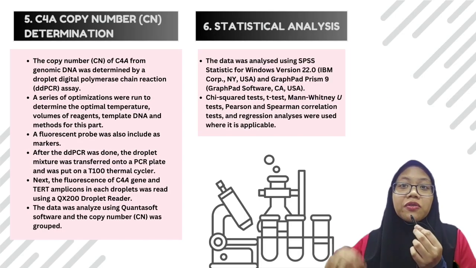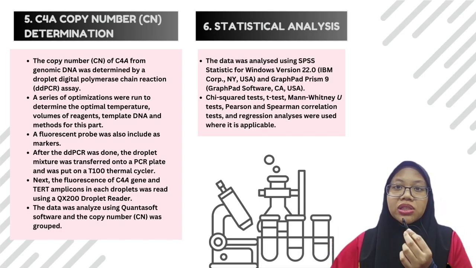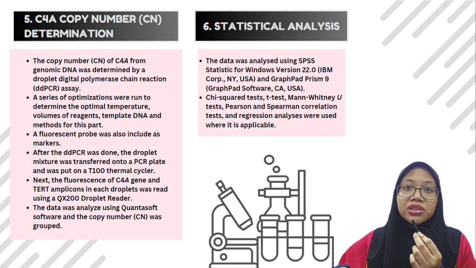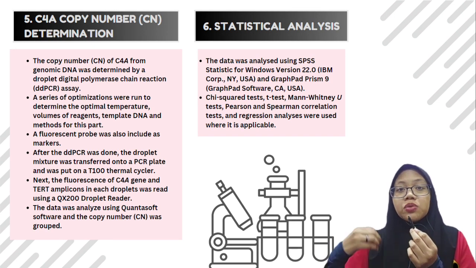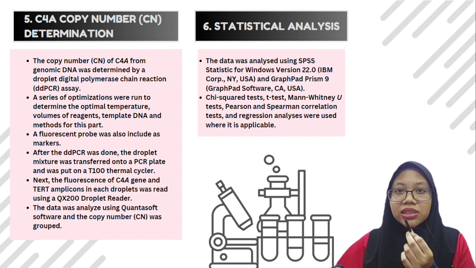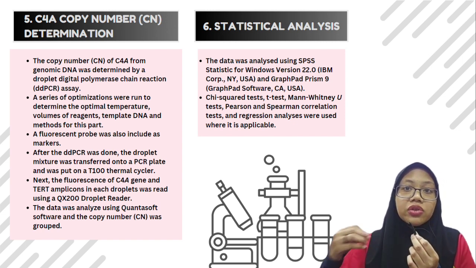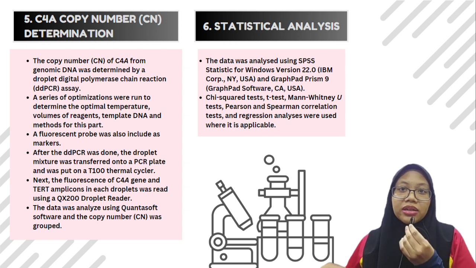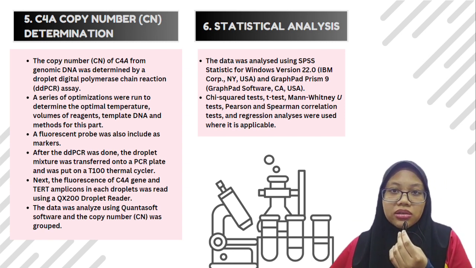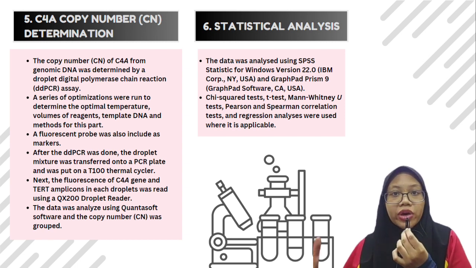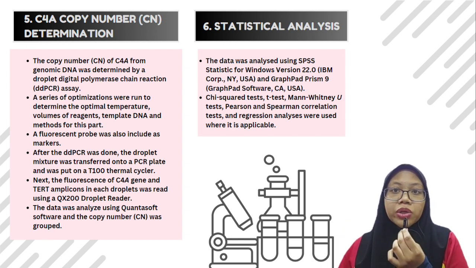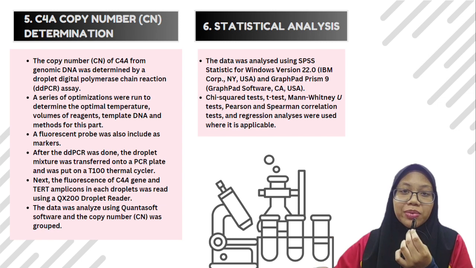Next, the copy number of C4A from genomic DNA was determined by a droplet digital polymerase chain reaction assay. After the droplet mixture was done, the fluorescence of C4A gene amplicons in each droplet was read and the data was analyzed using QuantaSoft software. And the last step is statistical analysis. The data was analyzed using various software and various tests were used where applicable in the experiment.